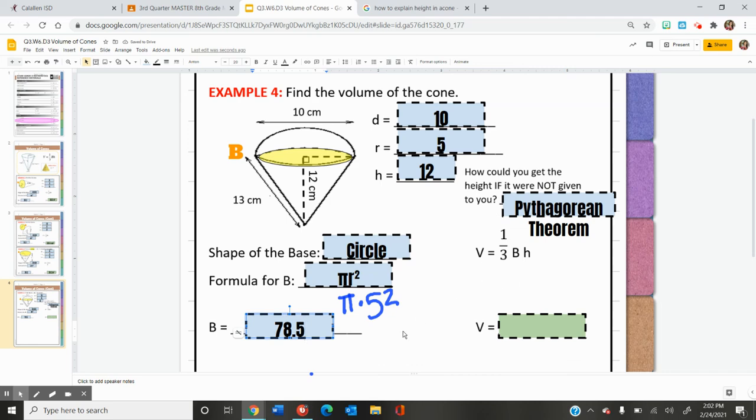So coming over here, now to find the volume of just this cone, I'm going to apply this to the formula. So here we have 1/3. Big B, which is the area of my base, is going to be 78.5. Now I'm multiplying this by the height of my cone, which is going to be 12.